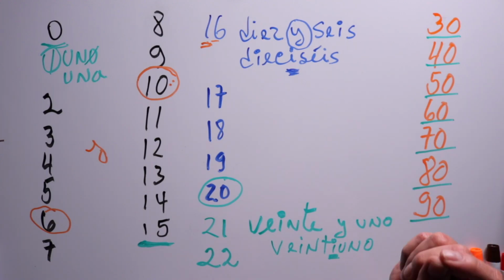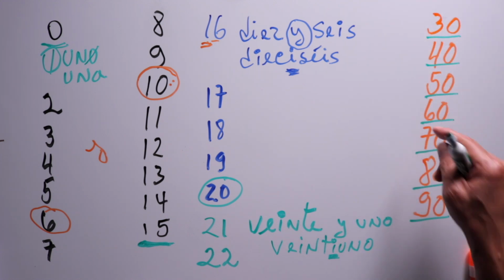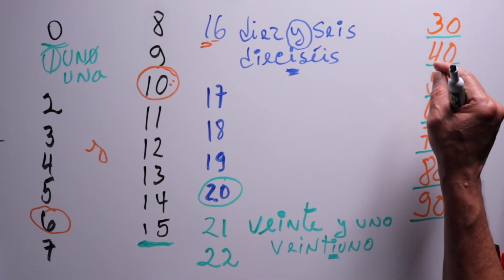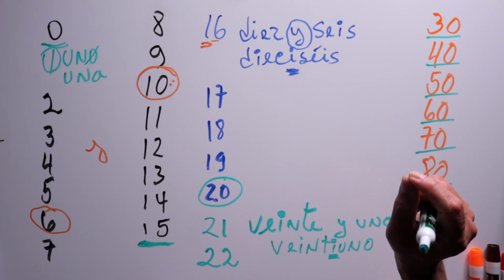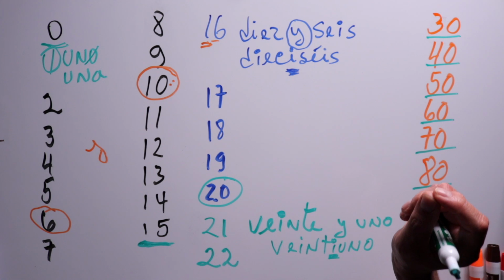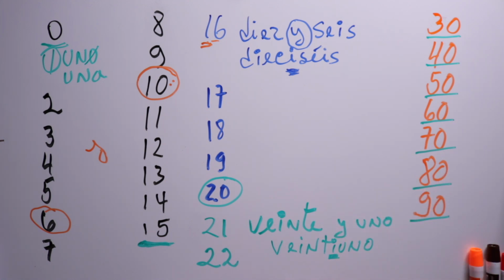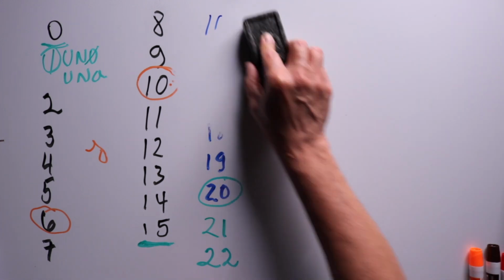And if you hear it one more time, you will realize that we are using the basic number in order to make the tens. 30, that resembles tres, right? 40, that 40 resembles cuatro, and so on and so on and so on, right? Let me erase this part and continue with 100, 100.